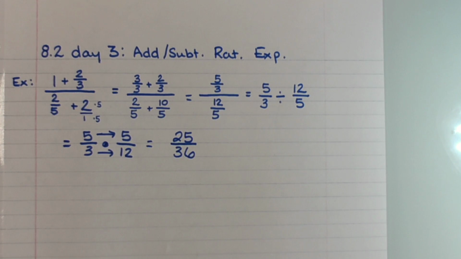and simplify if possible. Is it possible? No. 25 and 36 do not divide by the same thing. 25, the only thing it divides by is 5s. 36 does not divide by 5.